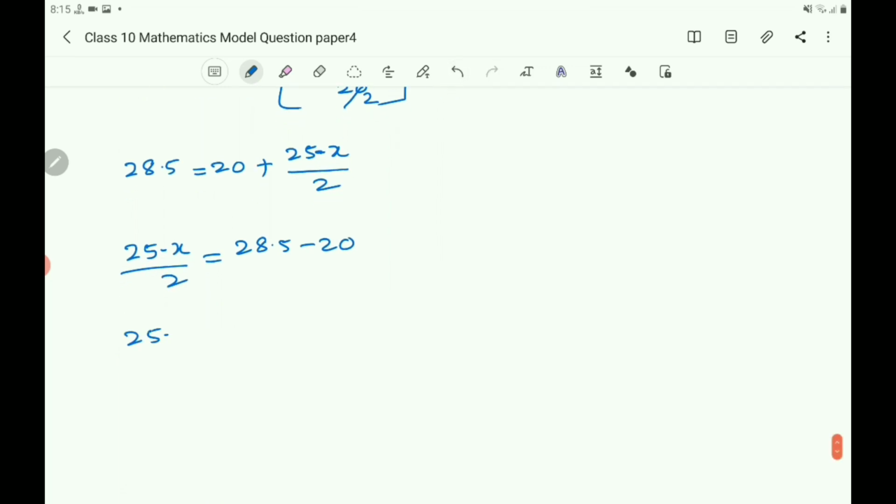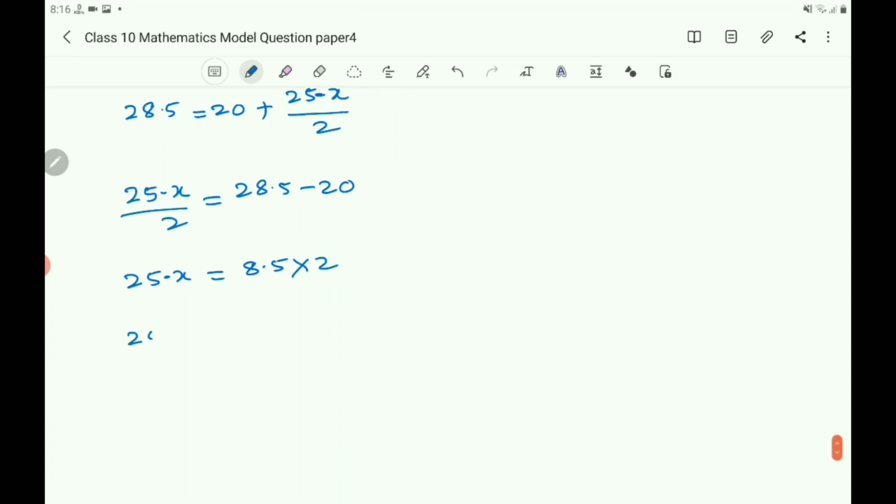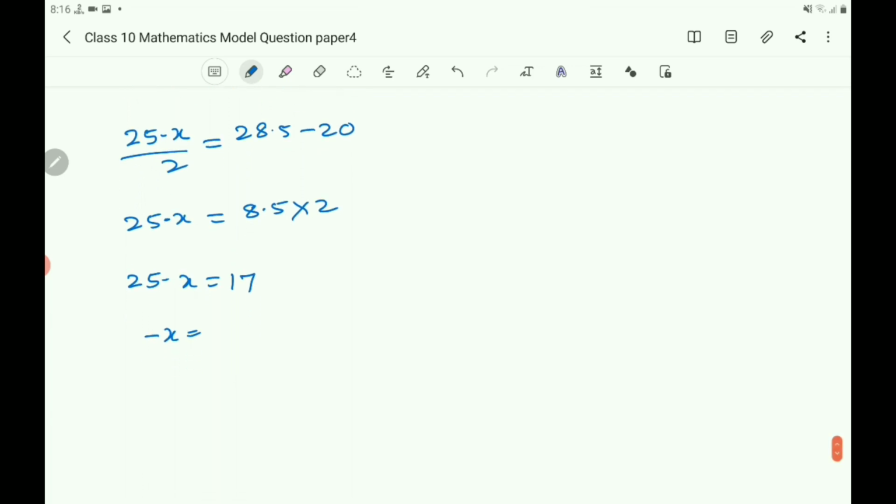Then it is 25 minus x equals 28.5 minus 20. That is 8.5 into 2. Then it is 25 minus x equals 8.5 into 2, which is 17. So minus x equals 17 minus 25. So minus x equals minus 8. So you got x equals 8.